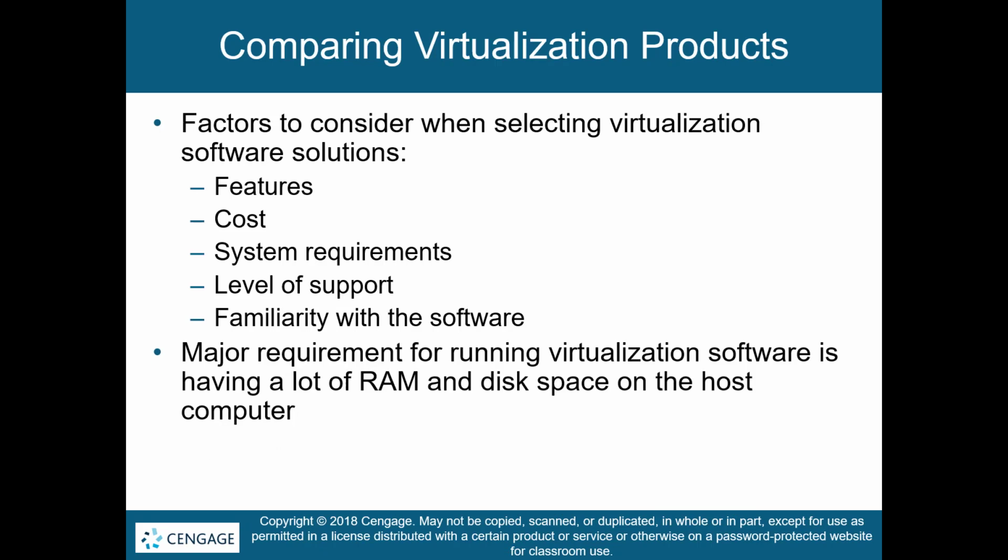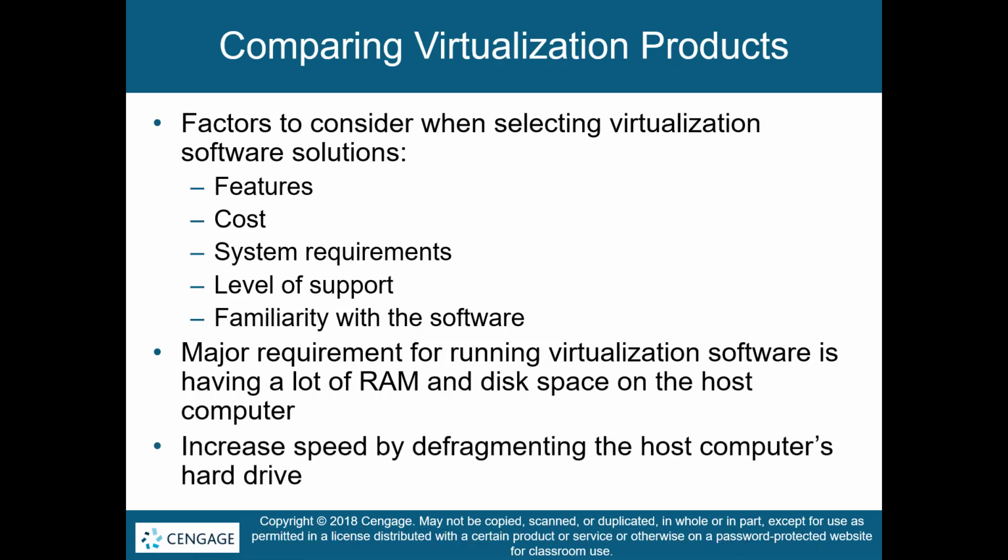A major requirement for running any type of virtualization software is having RAM and disk space on your host computer. So you may want to consider upgrading your RAM to have at least 8 to 12 gigabytes of RAM on the host if you're using a Type 2 virtualization hypervisor. Next, increase the speed of your hard drive if necessary by defragmenting that host computer's drive. This can help particularly with dynamically assigned disk image files.